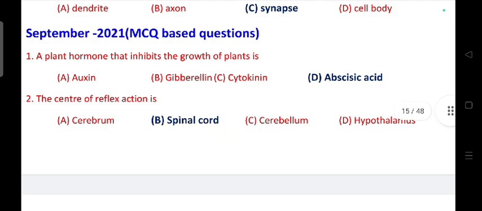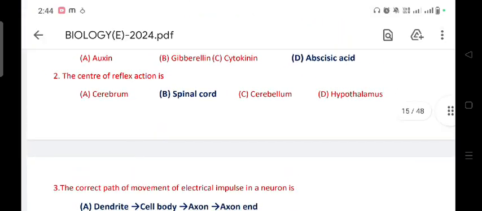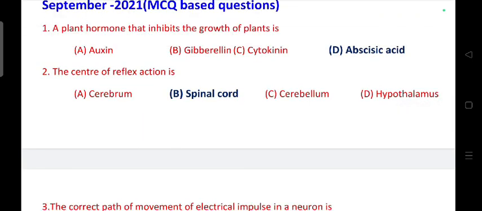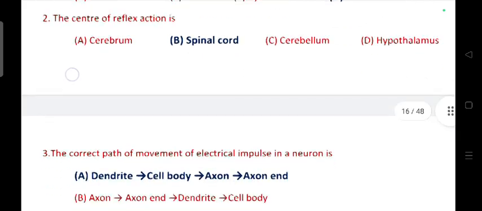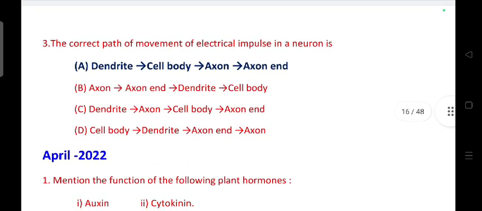Next, in 2021, two multiple choice questions were asked. A plant hormone that inhibits the growth of the plant is abscisic acid. Second question: the center of reflex action is the spinal cord. Next, the correct path of movement of electrical impulse in a neuron, the answer is option A.